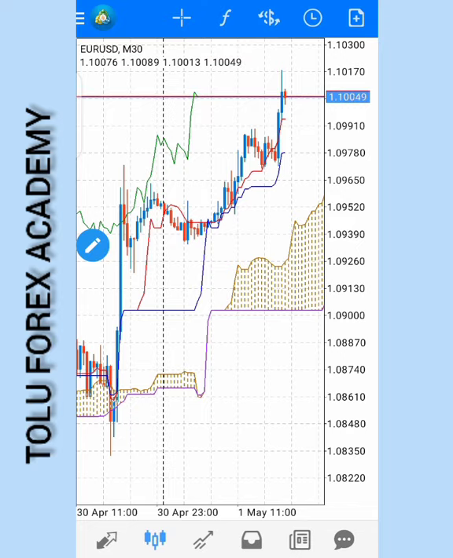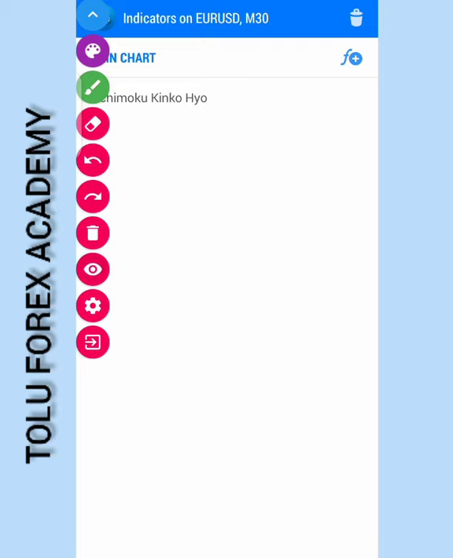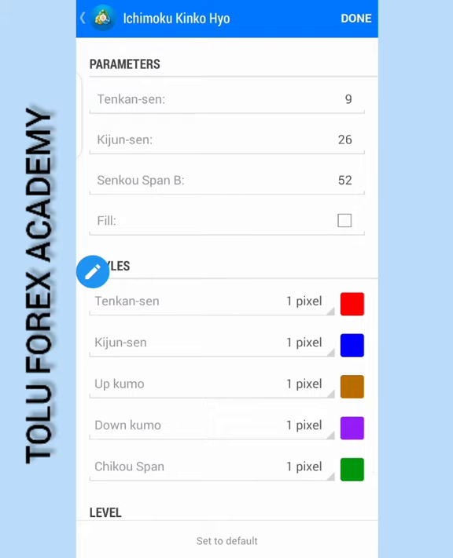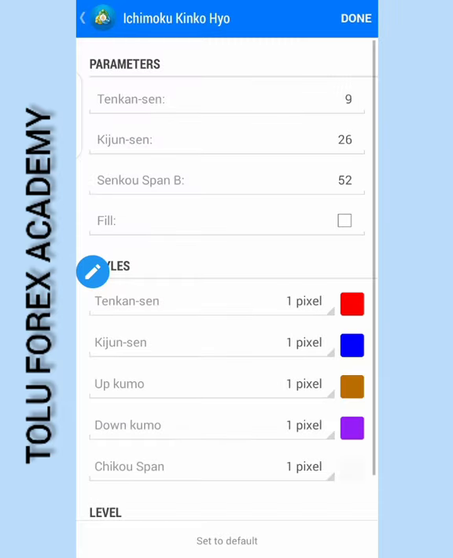Okay, so I go to the indicator. Alright, I select this so that I can edit the parameters here. And then when I get here, you've seen the Chikou span there. You see it is colored green. You remember that the background of my chart is white, so I'll select white so that it will not be obvious again, because I don't need it. I want to remove it from there.